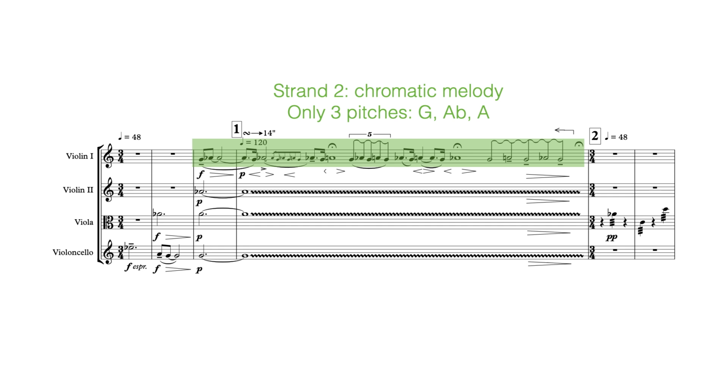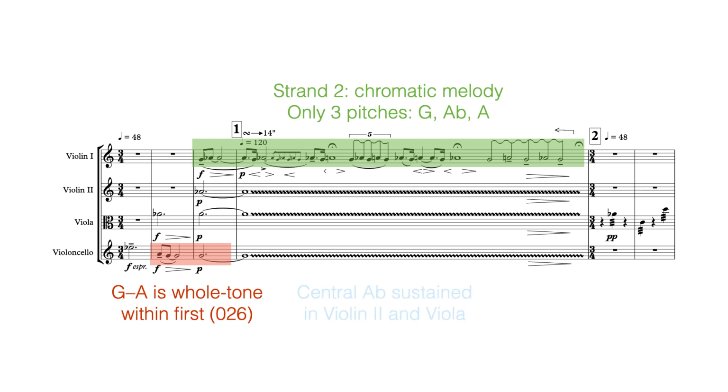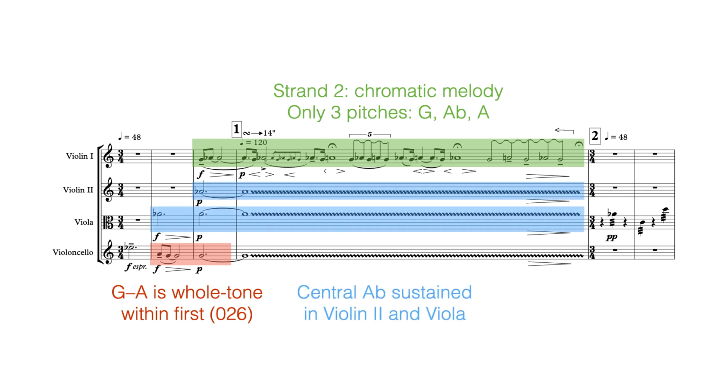This chromatic melody bears an intimate relationship to the 026 network. Specifically, it fills in and animates the whole tone G A within the first 026. Its central tone, A flat, is reinforced and sustained in the second violin and viola, then becomes the first note of the second 026. Here's the G A whole tone within the first 026.